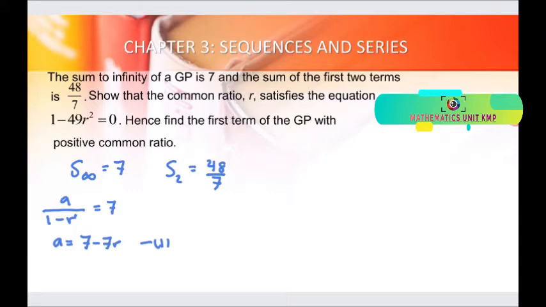The second equation we can get from S2: A multiplied with 1 minus R to the power of n over 1 minus R. So we substitute n equal to 2, and it equals 48 over 7. So A times 1 minus R squared divided by 1 minus R equal to 48 over 7.